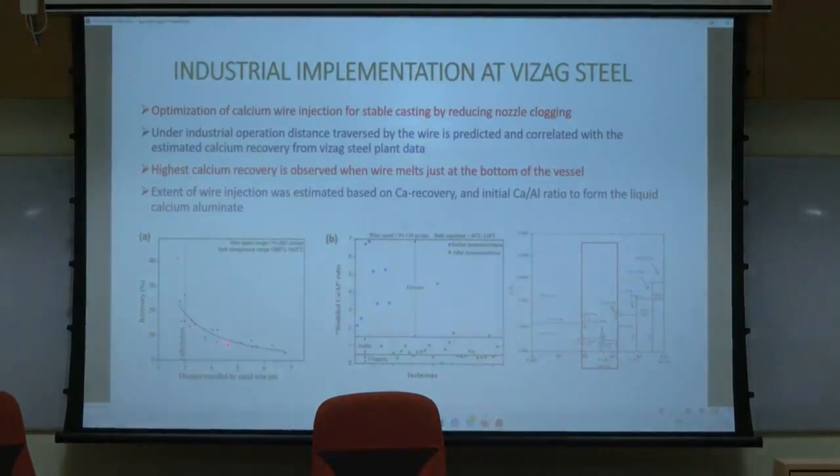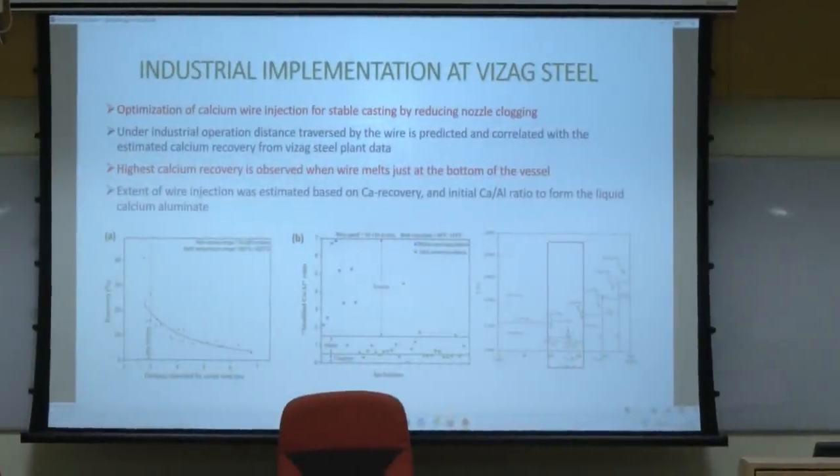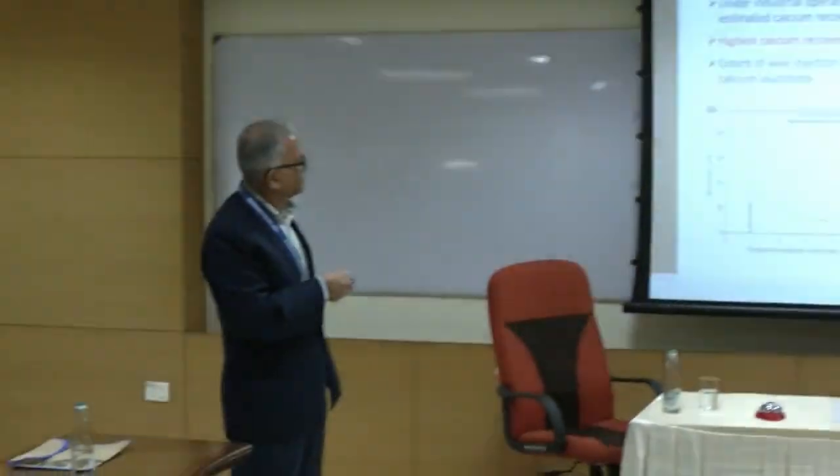So because we have calculated the distance traversed by the wire at different parameters, and then I know the corresponding recovery, and I know the initial aluminum content, I can now predict the amount of wire addition that will make the calcium level just appropriate, and the Ca to Al ratio should be in this range. So based on that, we advised them to inject this much wire into the bath. When they did that after the recommendation, we really found the inclusion composition down in this area, most of them, and a few of them may be outliers.